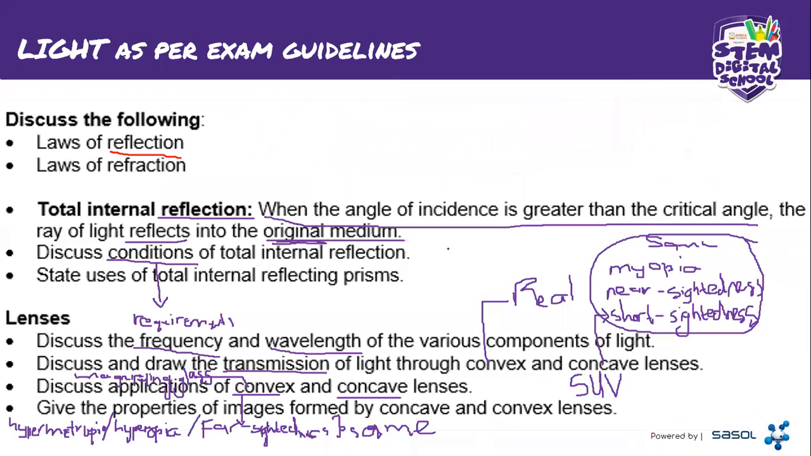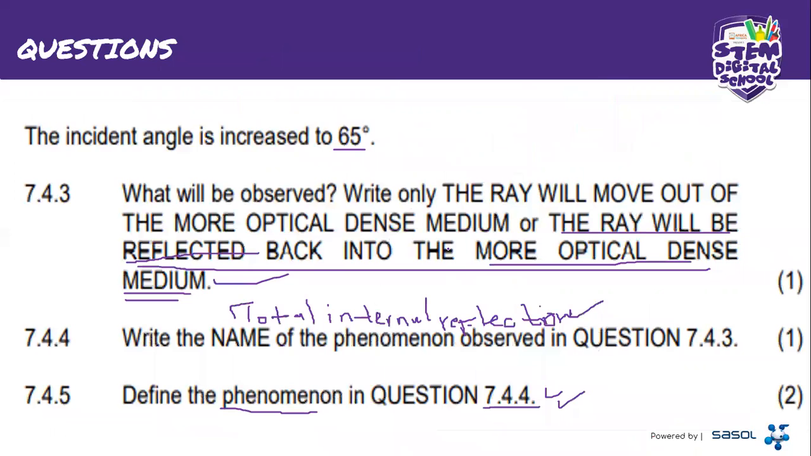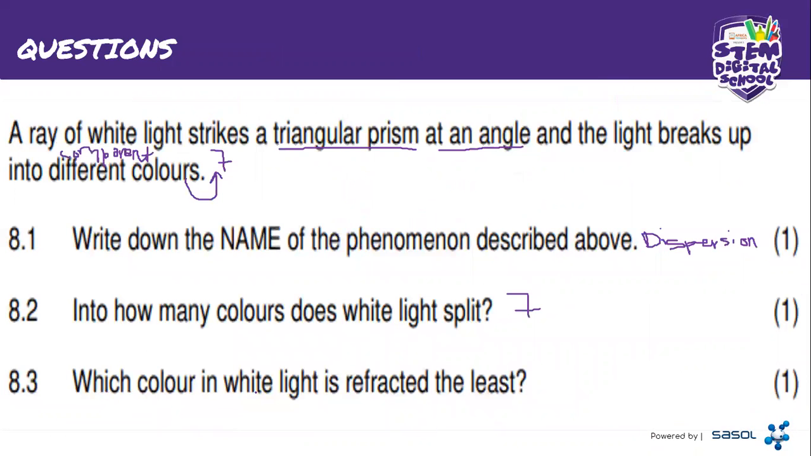So our answer there is that the color in white light which is refracted the least is definitely red. And that's a mark. If you had to give reasons, you would say it is because it has the lowest frequency but the longest wavelength altogether. And this, my dear learners, sums up basically the type of questions that you should be expecting in your examination.